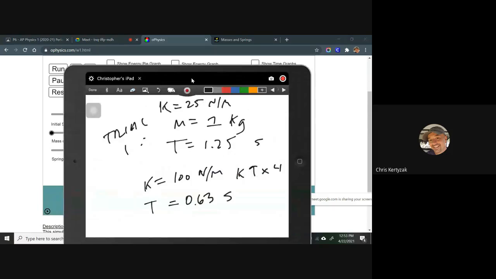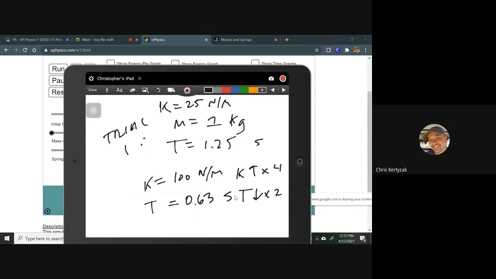So when I compare these two, this is half of this, right? This is like 0.63. Well, twice 0.63 would be 1.26. Pretty close to 1.25, right? So this tells me that the period actually went down by a factor of 2. So it's the opposite of what we previously saw. Still a square root relationship. When K goes up by a factor of 4, square rooting 4 gives us a new factor of 2. The period will therefore go down because we know there's an inverse relationship.